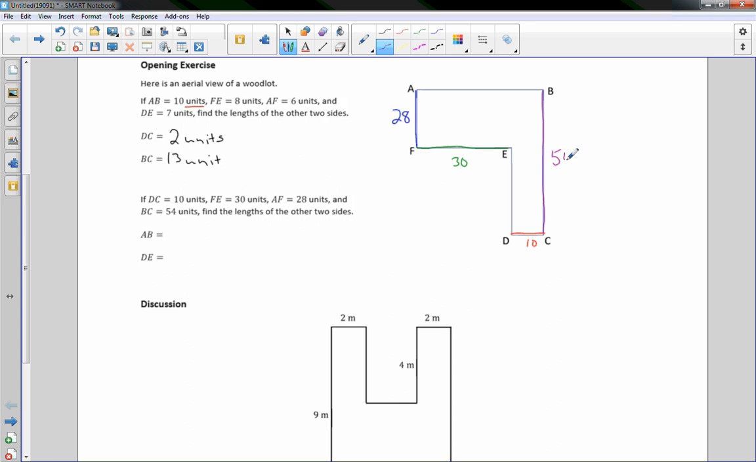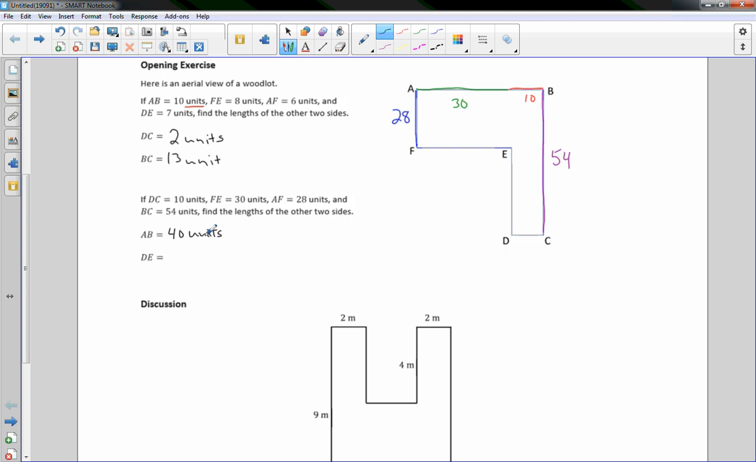So there's different ways we can be given values. So now it's asking how long AB is. So in order to find AB, well, it's the sum of FE plus DC. That is the total distance. The green plus the red makes this whole thing. So FE plus DC is going to be the equivalent of AB, and that is 30 plus 10, which is 40 units.